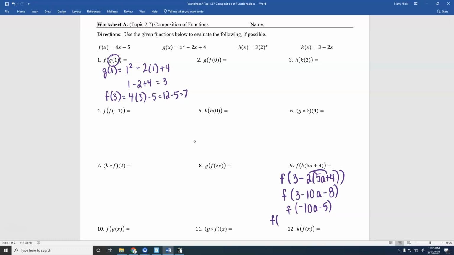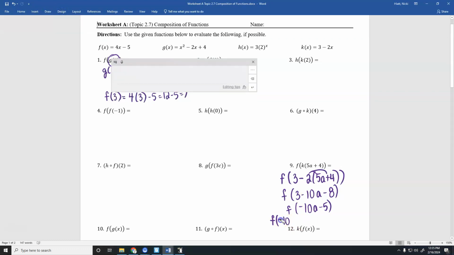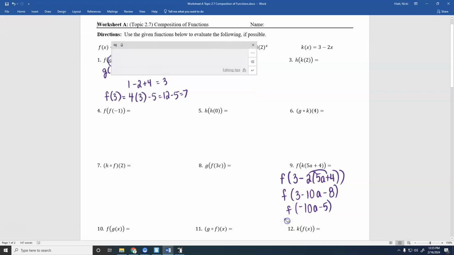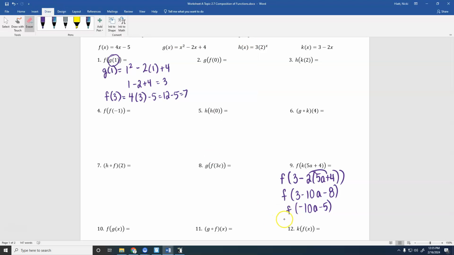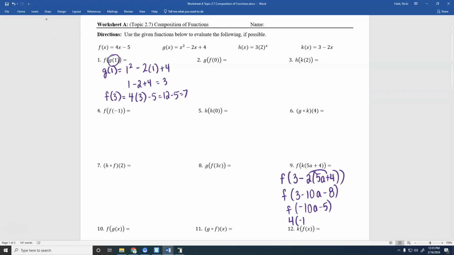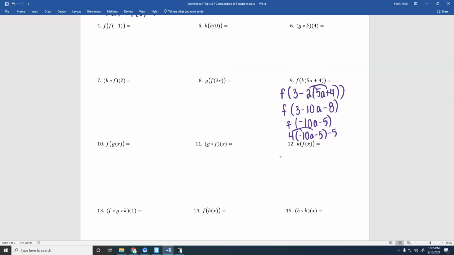So I've got negative 10. I'm sorry, I'm doing that backwards. I need to get rid of that f altogether. I will have 4 times negative 10a minus 5 minus 5. I will distribute that 4. I'm running out of room here. Just going to have to go to the next problem. I'll get negative 40a minus 20 minus 5. So I'll get negative 40a minus 25.